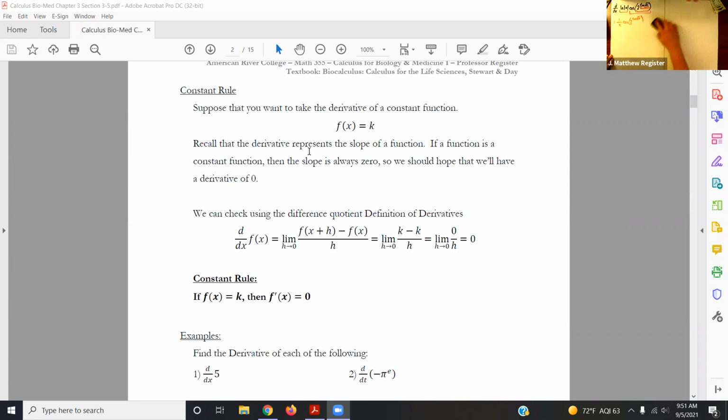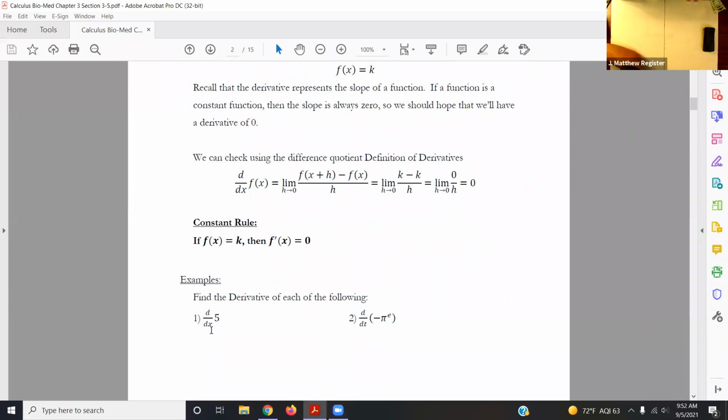If you want, you can check it using the formal definition. And here it is using the difference quotient definition. The derivative of f of x is equal to the limit as h goes to 0 of f of x plus h minus f of x over h. But both of those would just be k. And so k minus k over h is 0 over h, which is just 0. So the constant rule: the derivative of any number is just 0.